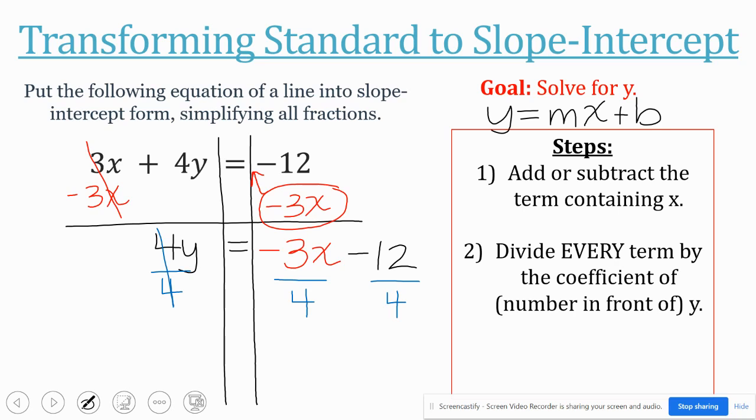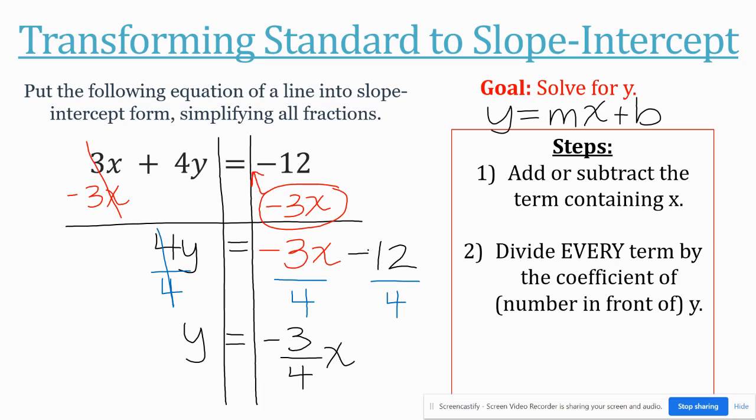So these 4's are going to cancel out, so we're left with y over here. Now negative 3 over 4 is a fraction that we can't simplify, so I'm going to just bring it down. If you can simplify, you definitely should. You might be able to write this as a decimal for Delta Math, but when you're graphing it, you want to leave it as a fraction so you can see the rise and the run and the slope.